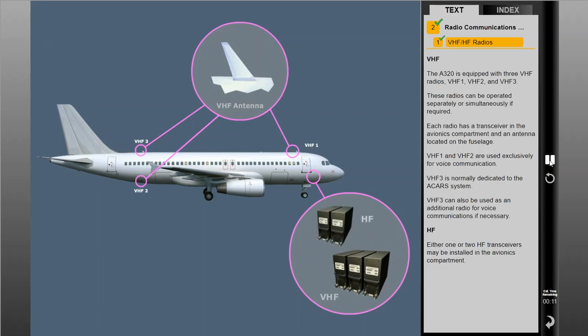Either 1 or 2 HF transceivers may be installed in the avionics compartment. A single HF antenna and tuner is located in the vertical stabilizer.